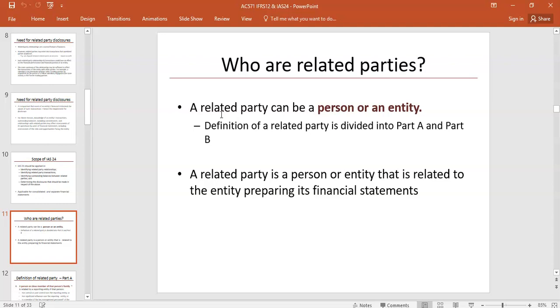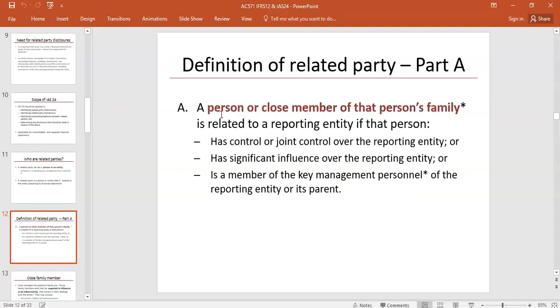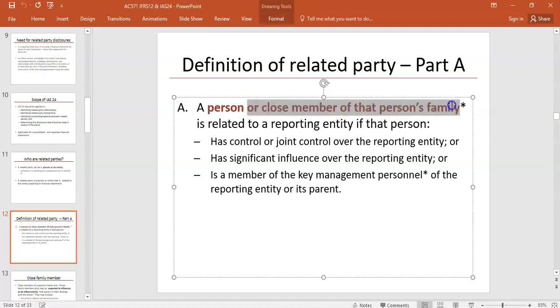So we'll start off then with a person, and we'll move on to other entities then. Now, we'll leave close family members for a second, but a person is related to a reporting entity. So we'll take company X. You are related to company X if you have control or joint control over the company. Now that should be straightforward. If I own 60% of the company, I'm a related party.